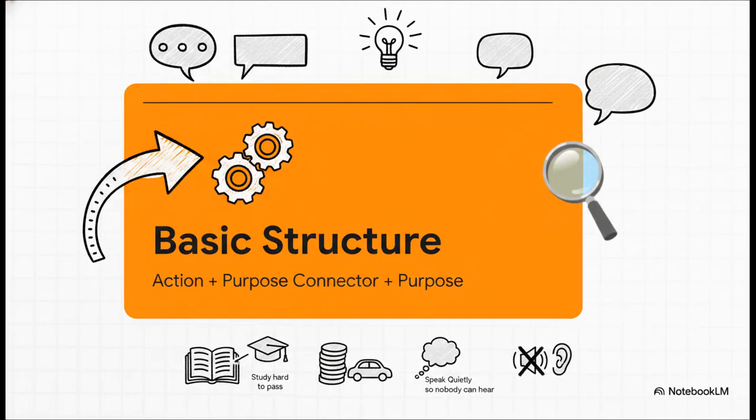Let's start with the basic structure. At the end of the day, purpose connectors exist for one simple reason, to show why someone does a specific action. They're just expressing a goal or an intention. The foundational formula is actually super simple. You state the action, pop in your purpose connector, and then state the purpose.